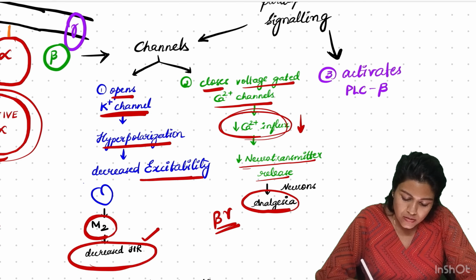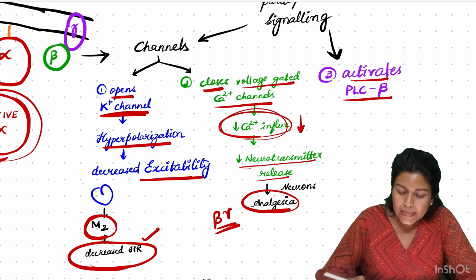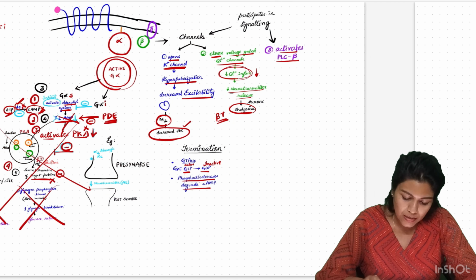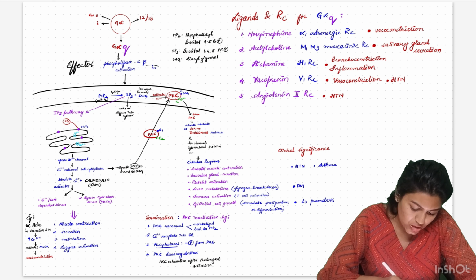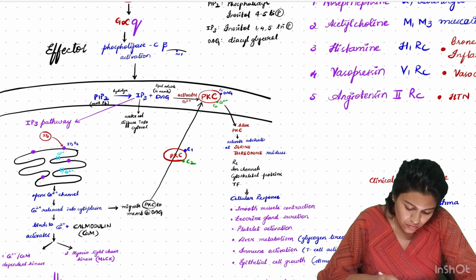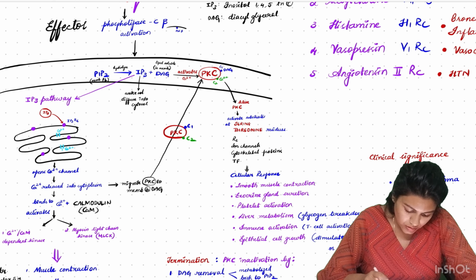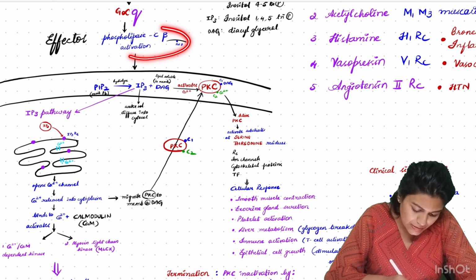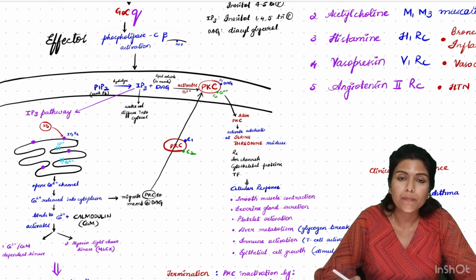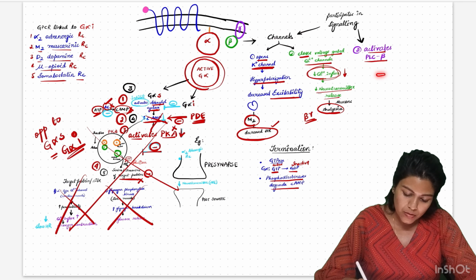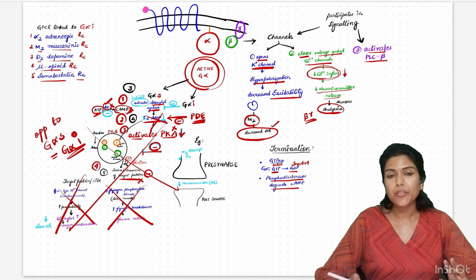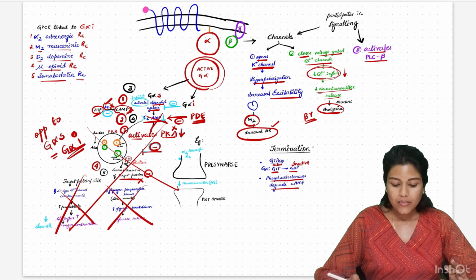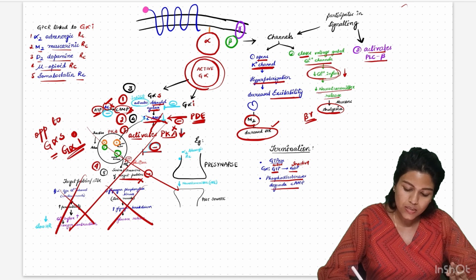And thirdly, it will activate phospholipase C beta. We are going to study phospholipase C beta in the G alpha Q pathway, where it is present just under the plasma membrane. So we'll discuss this step under the G alpha Q pathway. So this is about the G inhibitory pathway of GPCR signaling. In our next video, we'll continue with the G alpha Q.